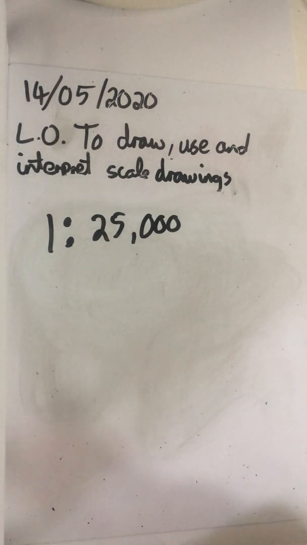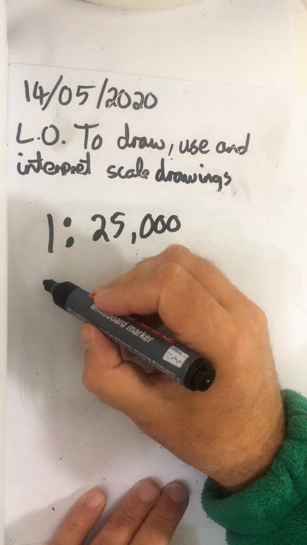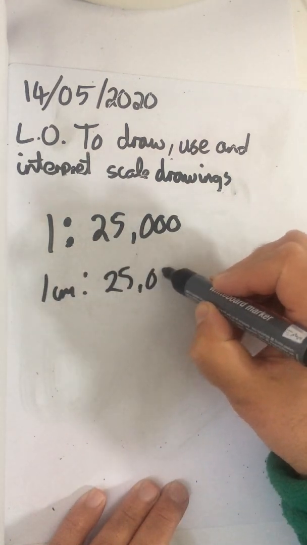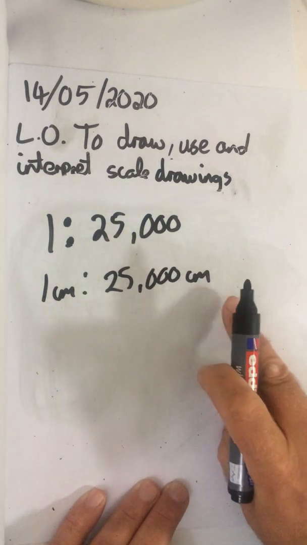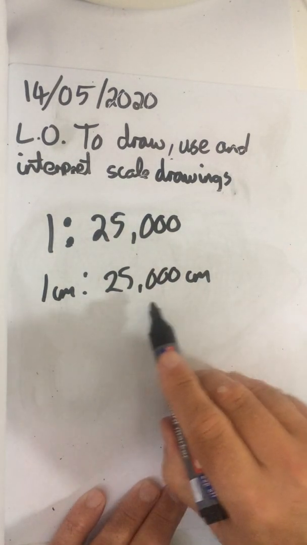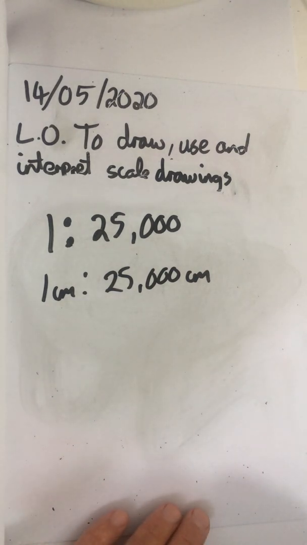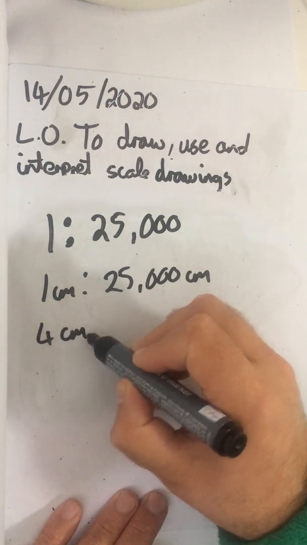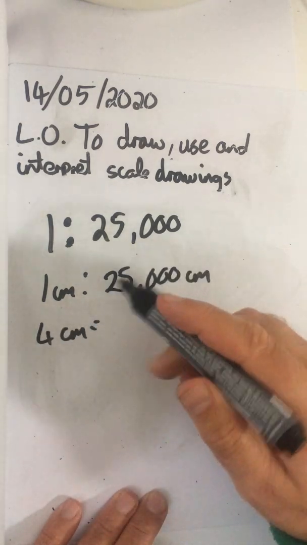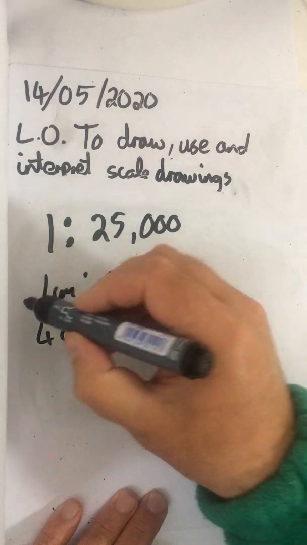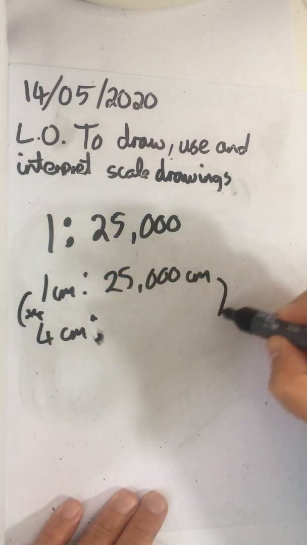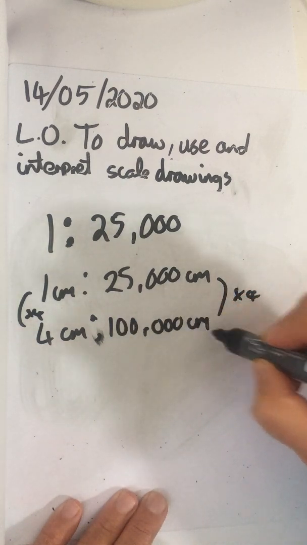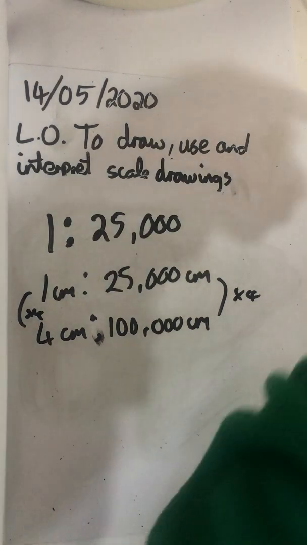So if you've got that sort of ratio, what this obviously means is that 1 centimeter on the map equals 25,000 centimeters in real life, isn't it? 1 centimeter on the map, 25,000 centimeters in real life. So if the map distance is 4 centimeters, in real life, again, you're timesing by 4. Times by 4, you get 100,000 centimeters.